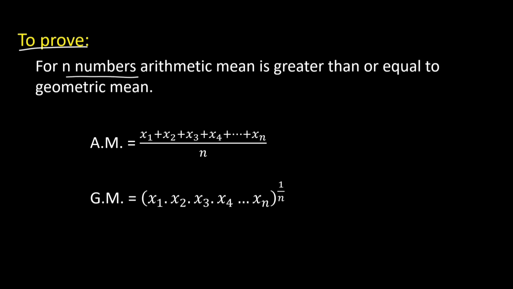So today we will prove that for n numbers, arithmetic mean is greater than or equal to geometric mean. We know the formula of arithmetic mean, that is x1 plus x2 plus x3 and so on up to xn over n. And geometric mean is the product of all these numbers, x1 times x2 times x3 up to xn, raised to the power 1 upon n. What we have to prove is that arithmetic mean is greater than or equal to geometric mean.